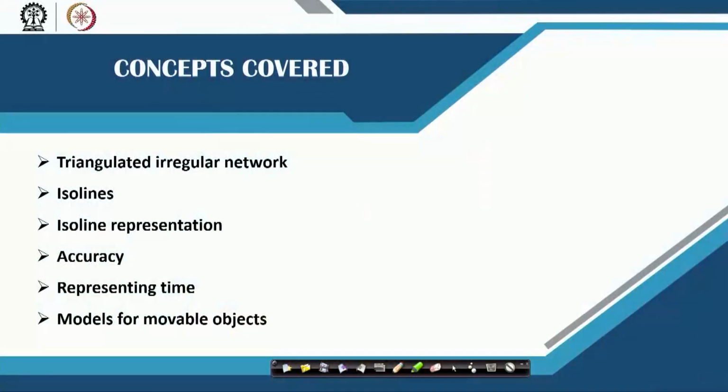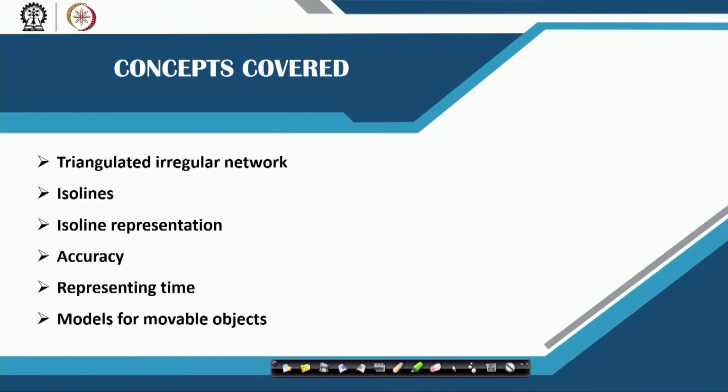In today's class, we will be moving on to understanding the triangular irregular network. This is one kind of model very well known for representations of such data. The other model that is very well known, and most of you have come across it in one form or another, is isolines. We look at isolines, we look at the triangular irregular network, then we would look at accuracy: why accuracy is important and what are the factors affecting the accuracy.